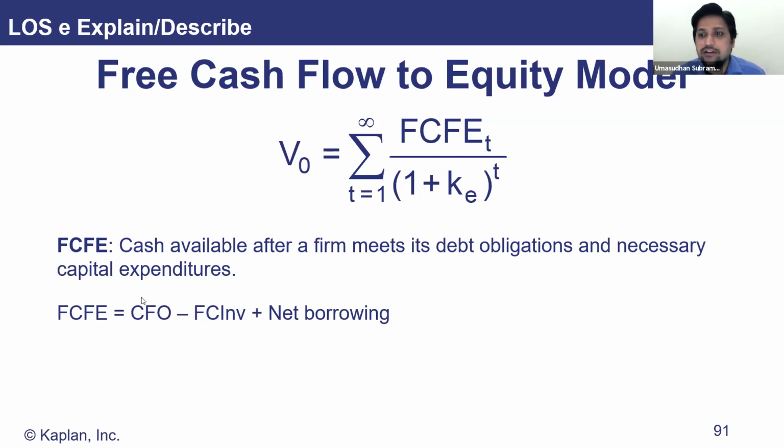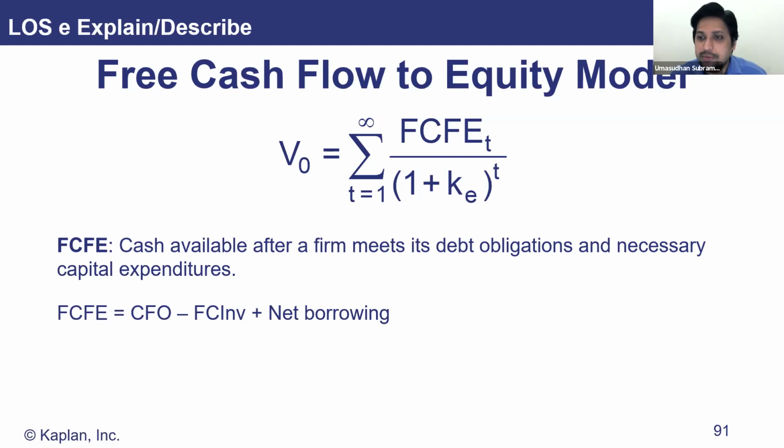But here we are trying to calculate the free cash flow to the equity holders. CFO in the US GAAP format is already after interest. So you don't have to additionally deduct interest. You deduct your CapEx. Free cash flow from investment activities is your CapEx. Plus net borrowing. Increase in the borrowing will be added.